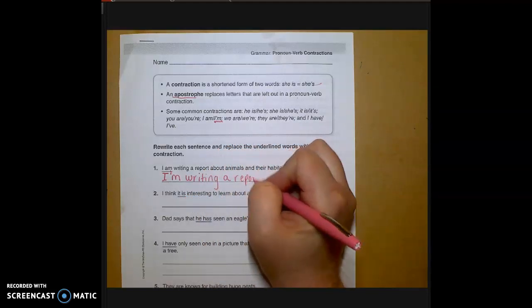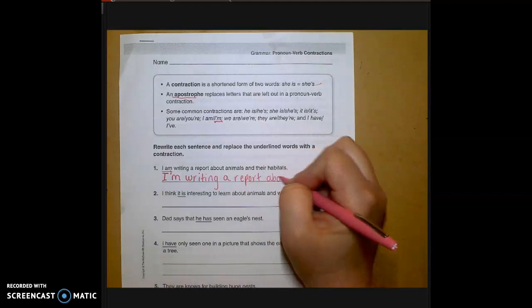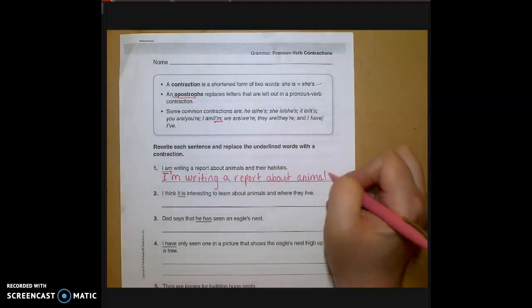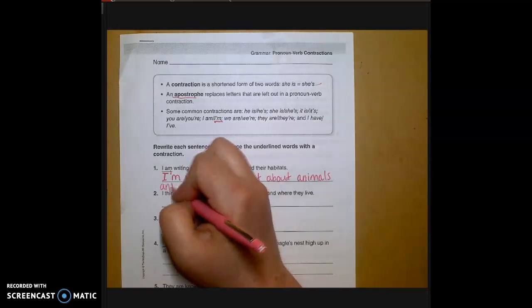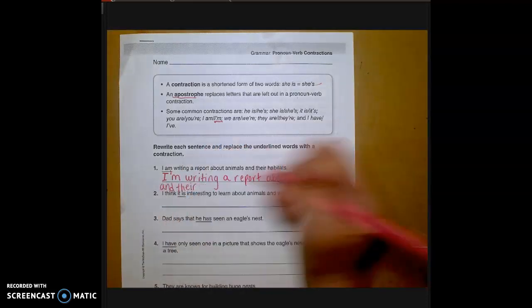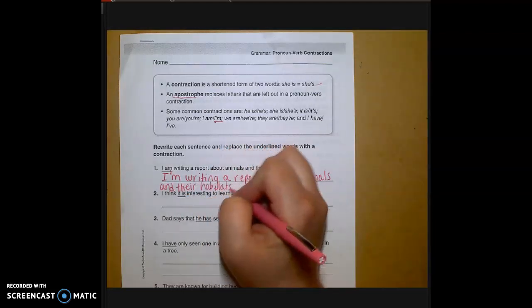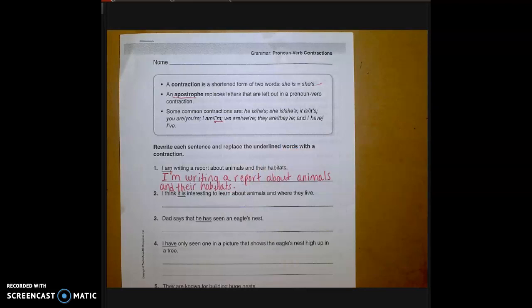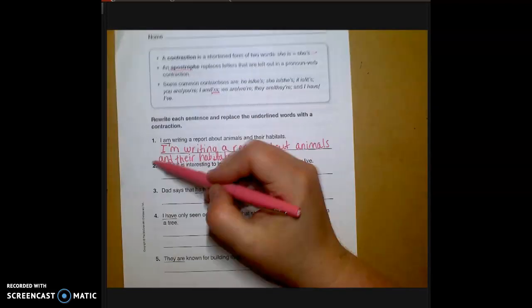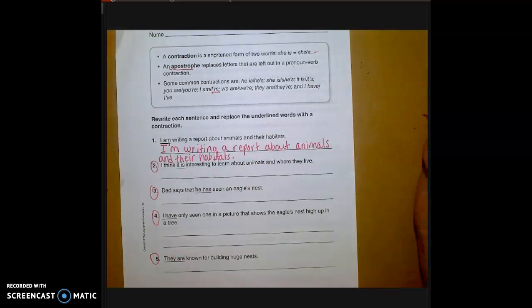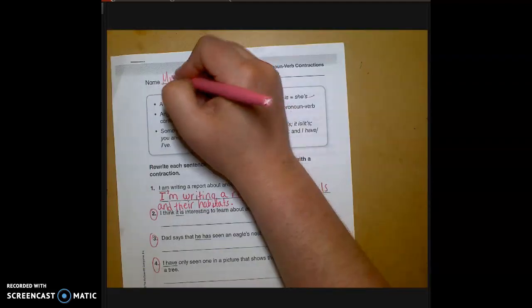Nice and neat writing, putting finger spaces between my words so that it is easy to read. Habitats. And I am placing the period at the end just as they did. So you're going to finish numbers 2, 3, 4, and 5 all on your own. And go ahead and put your name and your number at the top.